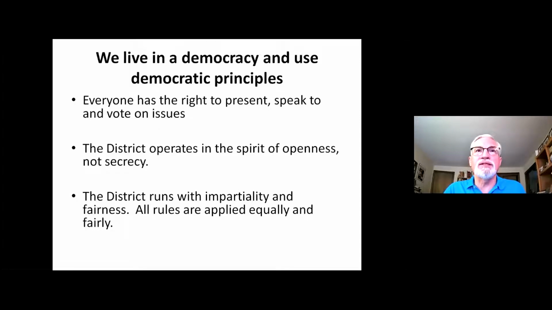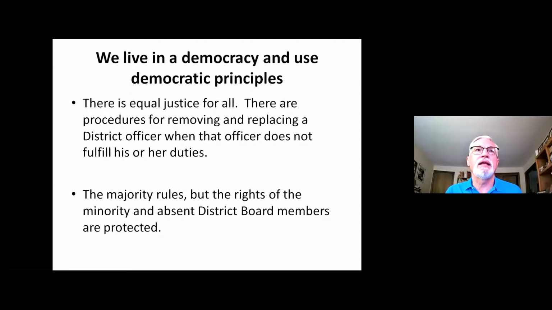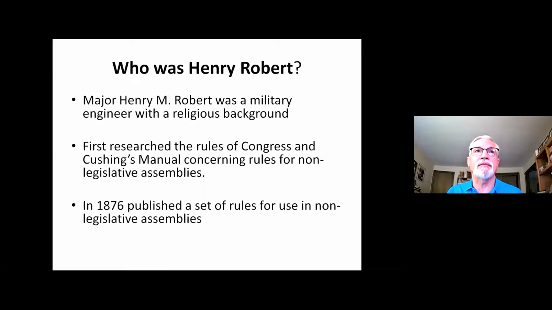The district will always operate in a spirit of openness, not secrecy. And the district will run with impartiality and fairness, where all rules are applied equally and fairly. There's equal justice for all, so if someone's accused of conduct unbecoming, there are rules and procedures in place. And the goal is for the majority to rule, but the rights of the minority and the absent district board members should be protected at all times.